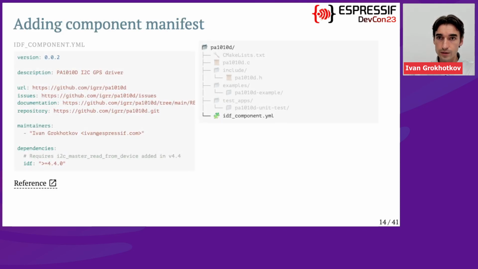Now let's take a look at adding the component manifest. The manifest should be in the component directory next to the CMakeLists file. Here we can take a look at the component manifest that I've already written.